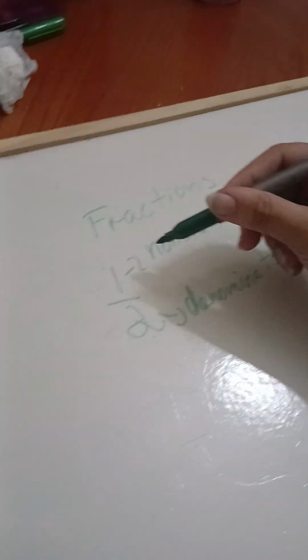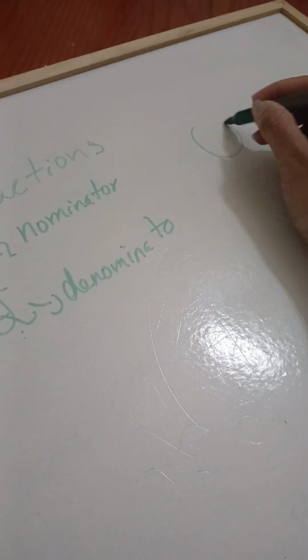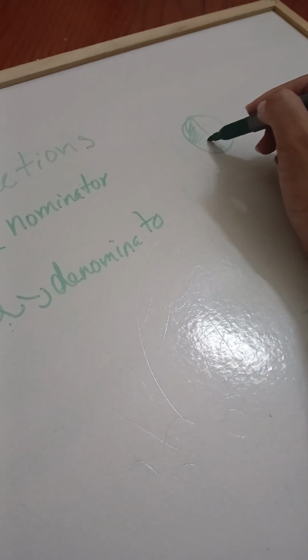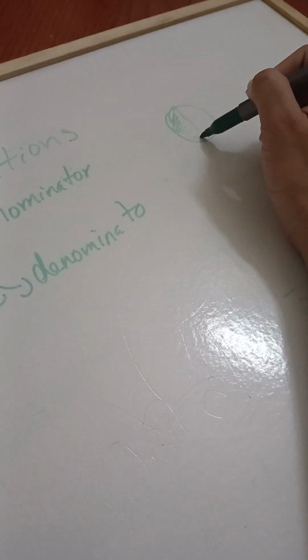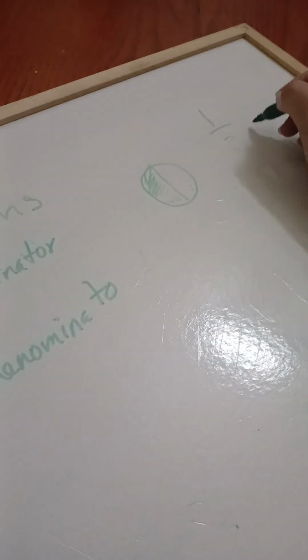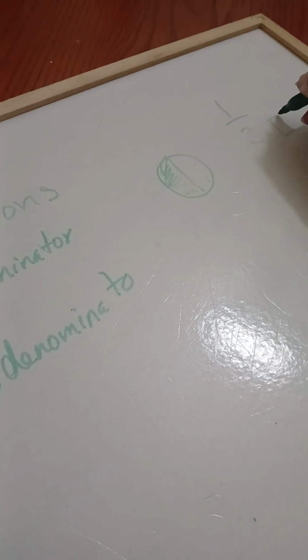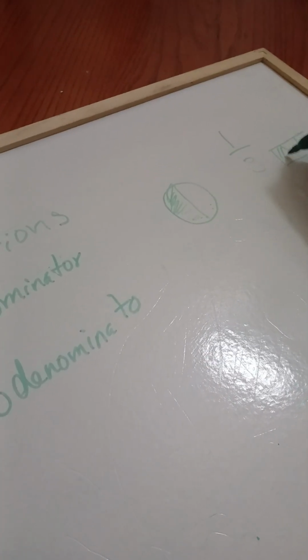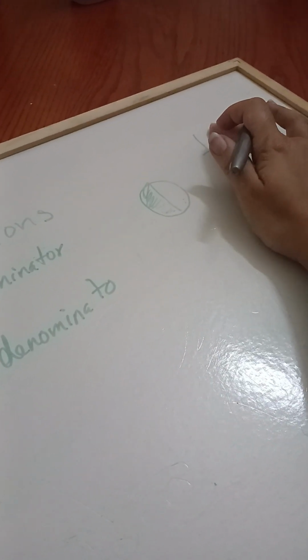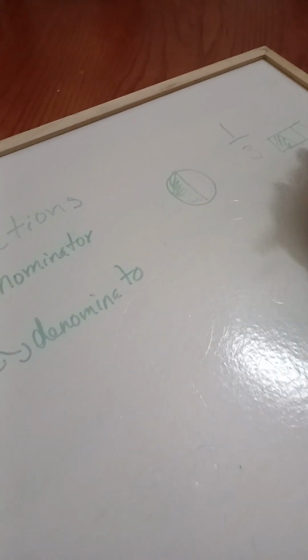For example, 1/2, we have 1 unit, and you take the half. From 2, you take 1, the half. So how do you write 1/3? The bottom number tells you the total: from 3 pieces, you take 1. This is 1/3. Okay? So the numerator tells you the part, and the denominator tells you the total.